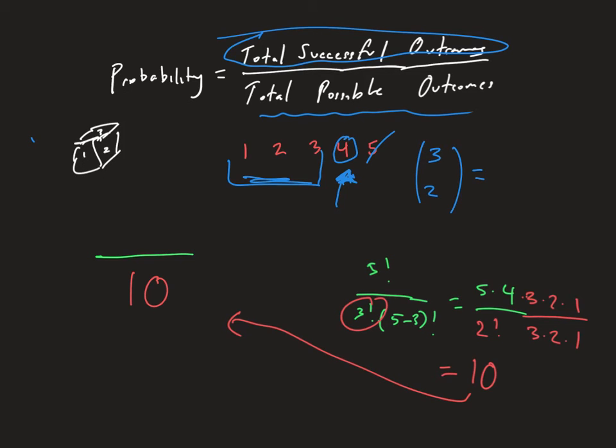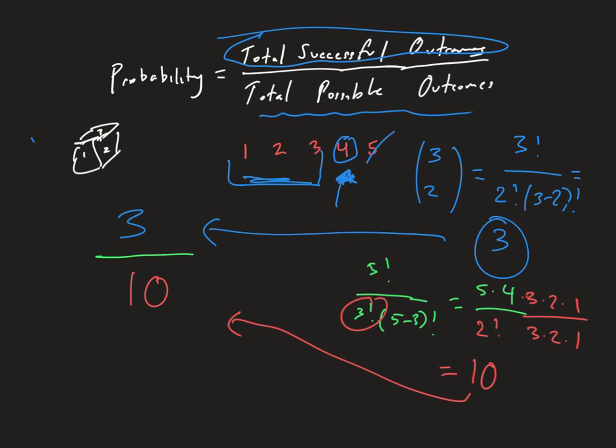Using the same formula, it's 3 factorial over 2 factorial times (3 minus 2) factorial, and you can simplify that. You'll get 6 on the top divided by 2 on the bottom, which equals 3. So the answer is 3 over 10, because 3 is the total number of successful outcomes and 10 is the total number, and we can't simplify 3 over 10, so that is our final answer.